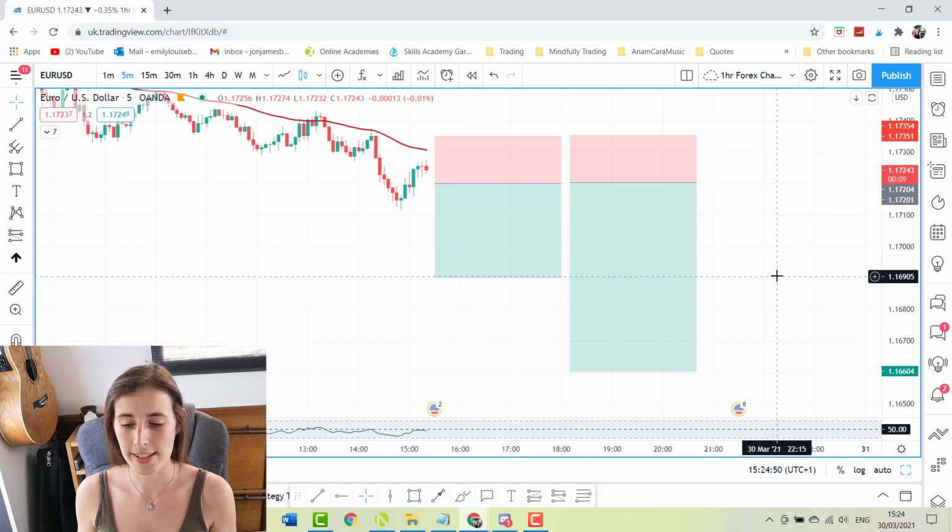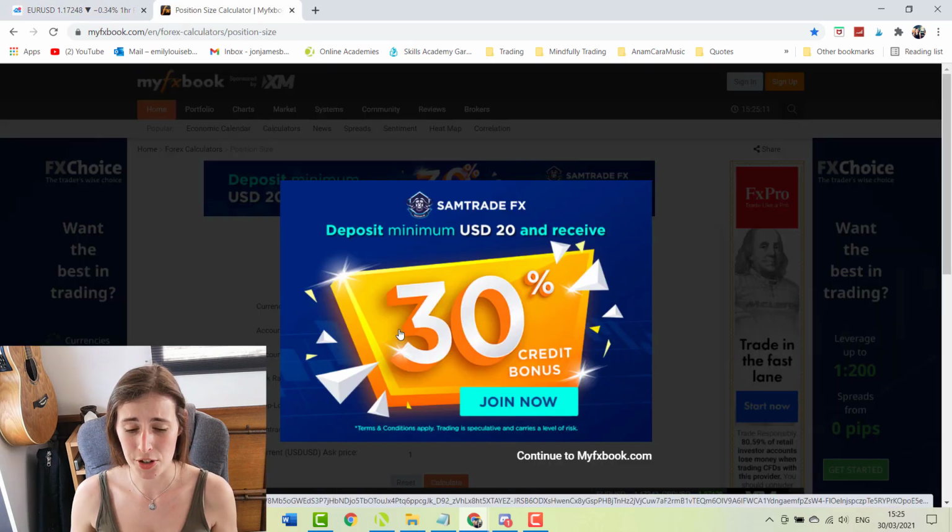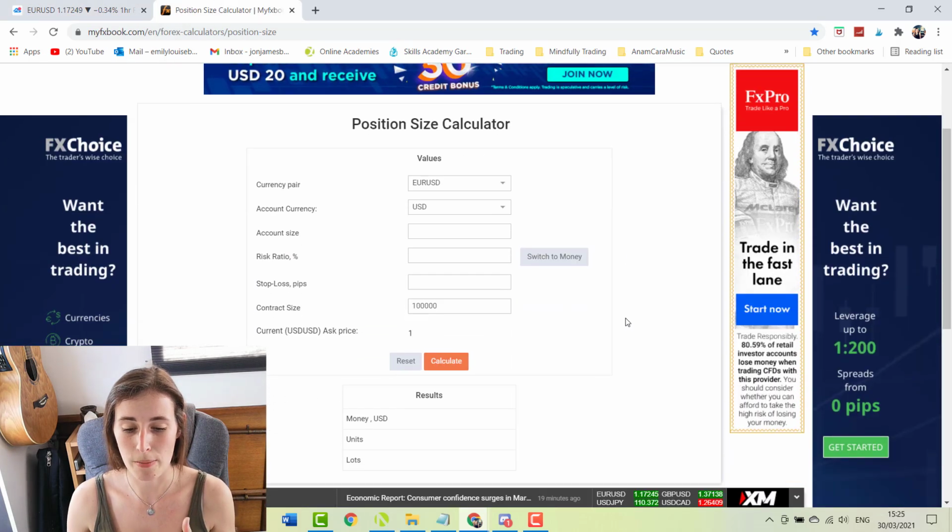But obviously we're going to need to take 2 different positions, but we don't want to double the risk because above all else we need to keep risk the same in our accounts because it's so important to manage risk. So how do we do this? Well, first let's calculate the risk and make sure we get this correct. So I'm going to keep this really simple. I'm going to use the free position size calculator on my FX book.